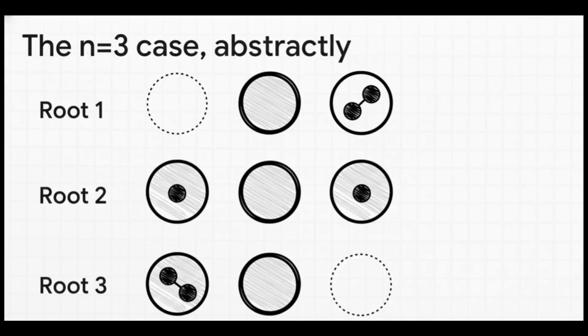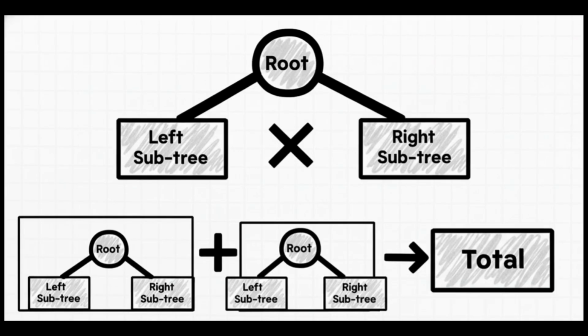Let's go back to our n equals 3 case one more time, but let's think about it a bit more abstractly. When 1 was the root, how many nodes were on the left? 0. And on the right? 2. When 2 was the root, we had 1 on the left and 1 on the right. And when 3 was the root, we had 2 on the left and, you guessed it, 0 on the right. You see that symmetry? It's pretty cool. And that leads us to the pattern.